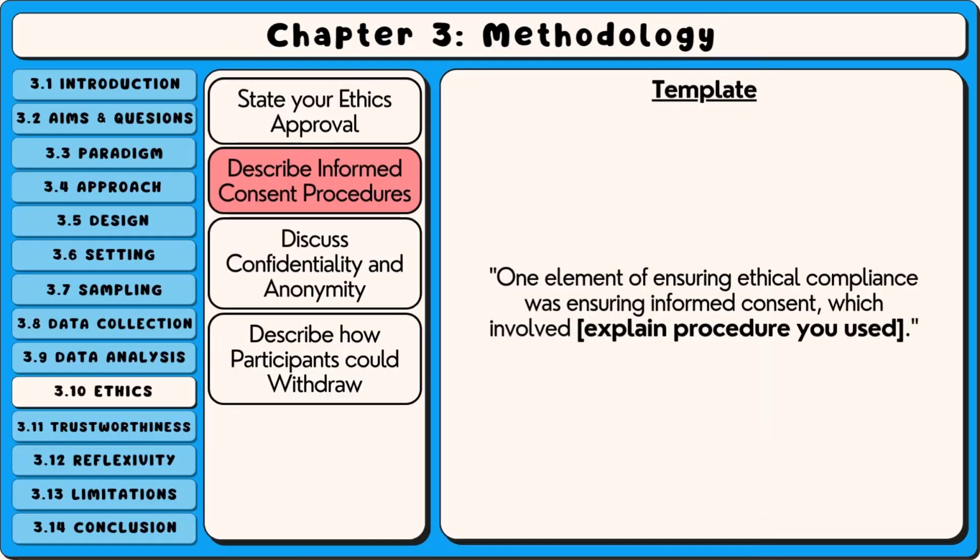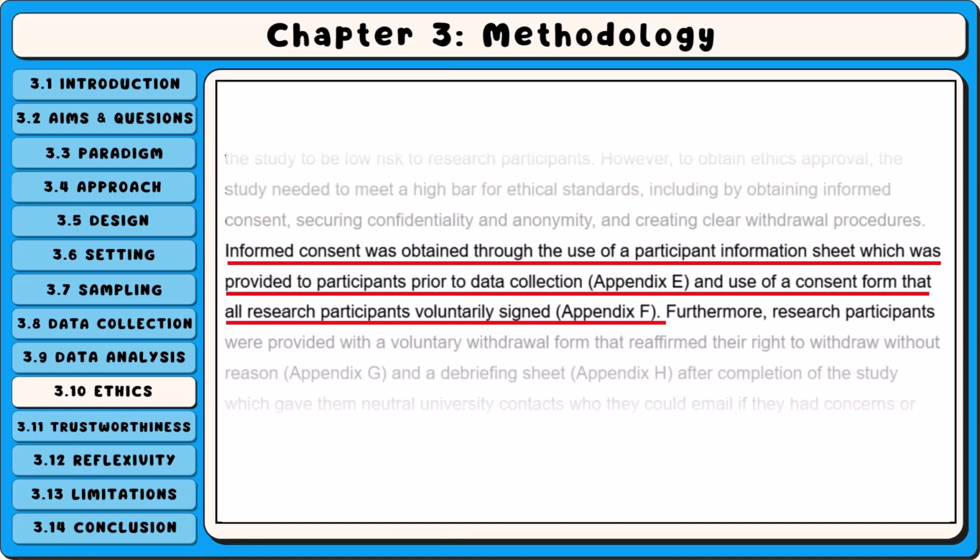Here's a template. One element of ensuring ethical compliance was ensuring informed consent, which involved, and then you would explain the procedure you used. Here's an example. Informed consent was obtained through the use of a participant information sheet, which was provided to participants prior to data collection, see Appendix E, and use of a consent form that all research participants voluntarily signed, see Appendix F.